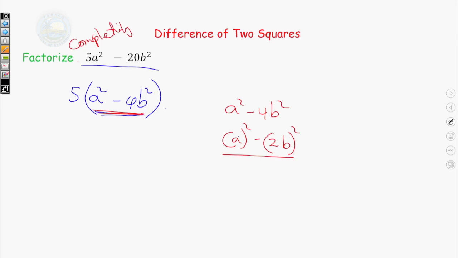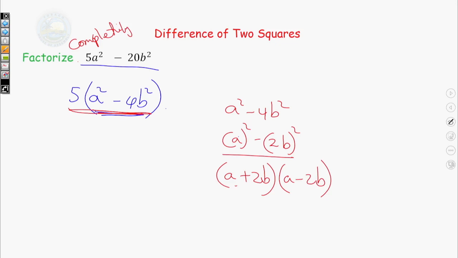Once you have a case of differences of 2 squares, what you have to do is take the first term, a, add it to the second one, 2b, and take the first term, a, subtract from the second one, 2b. And that's how you factorize difference of 2 squares. But we need to combine this, what we have here, to what we have here.